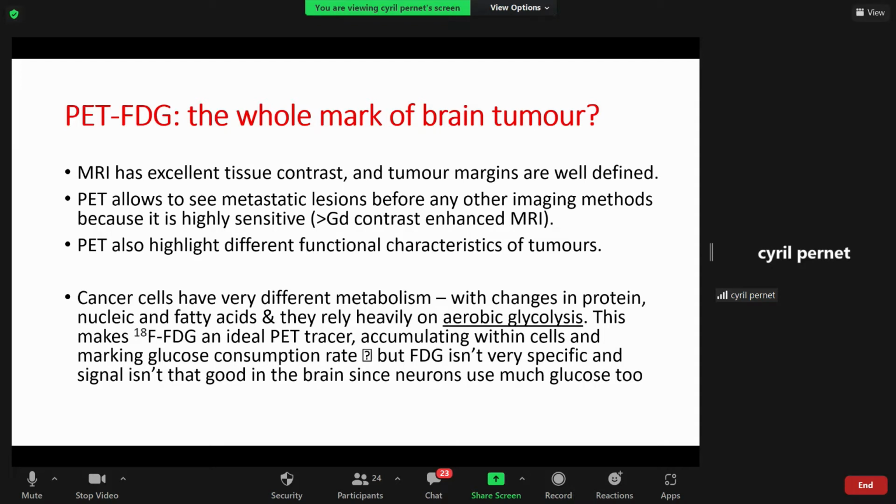So as a quick reminder, cancer cells have different metabolism, and they change in protein, also in their nucleic acids and in fatty acids, and they also rely on aerobic glycolysis. Because of this last point, typically this is why we use FDG, which makes it a good tracer. It accumulates within the cell, so we can get a good marking. Now for the brain itself, FDG is not as good as for other parts of the body, and that's because the brain is using a lot of glucose as well. And so FDG for the brain is not necessarily the best thing.